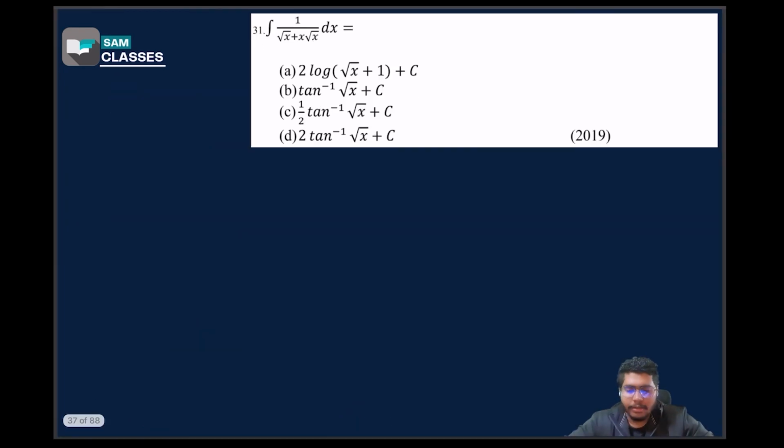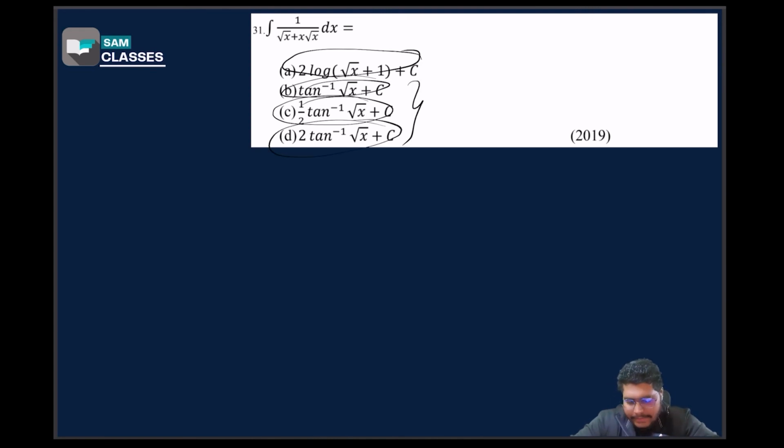Okay. The moment we see this question, what do you say? Just take common and you're done. Okay. So let's say I'm a layman and I don't know how to integrate and all that. So what am I going to do? See, you can see this option goes for log. The rest are all tan inverse, tan inverse, tan inverse. So tan inverse will be the answer.